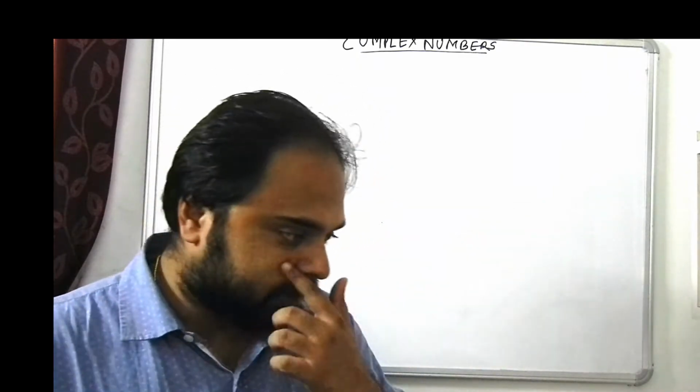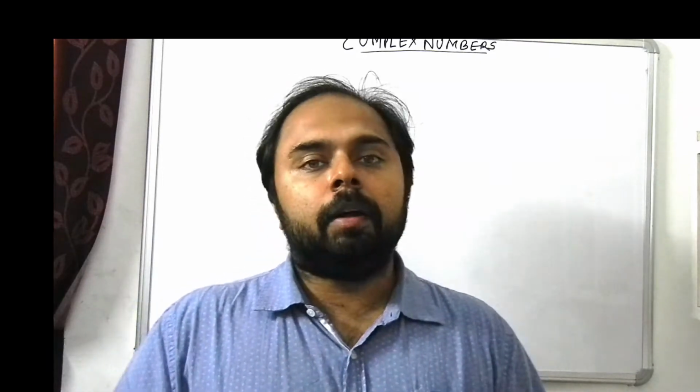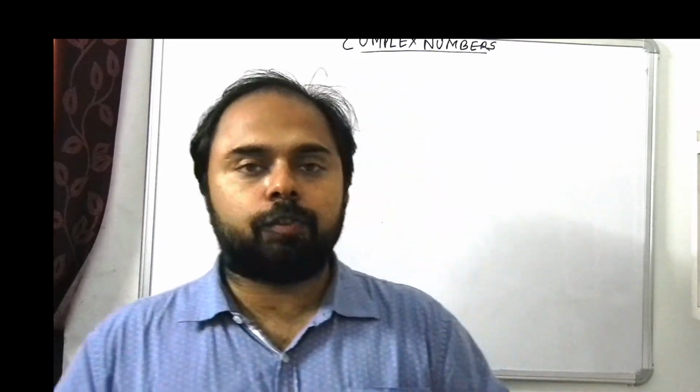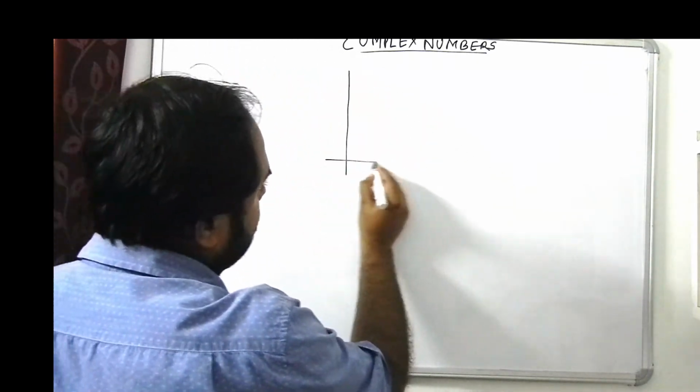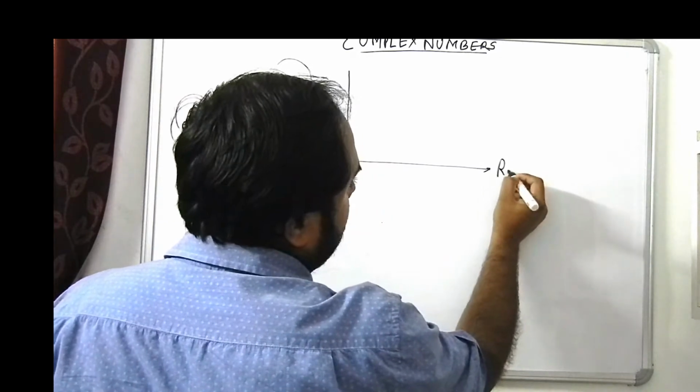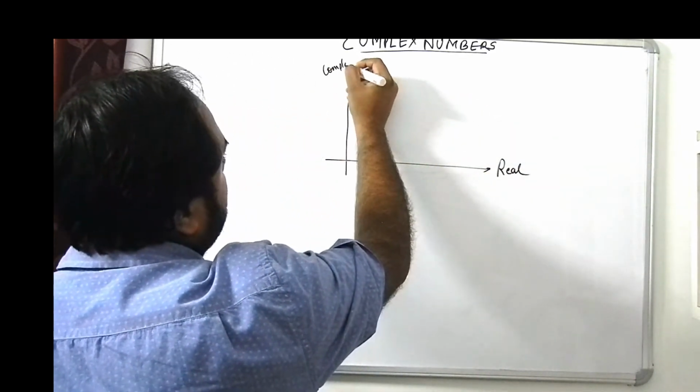The plane in which a complex number is represented is called the Argand plane. It is almost similar to the xy plane that we typically have in coordinate geometry. So a typical Argand plane goes like this. There are two axes, and this axis is called the real axis, and this axis is called the complex axis.